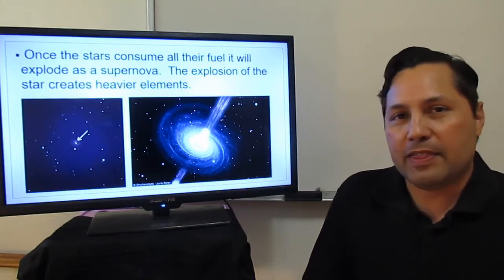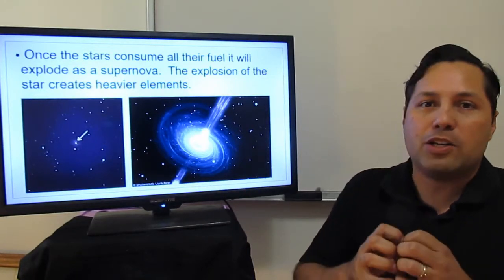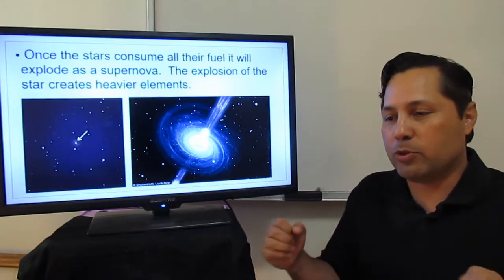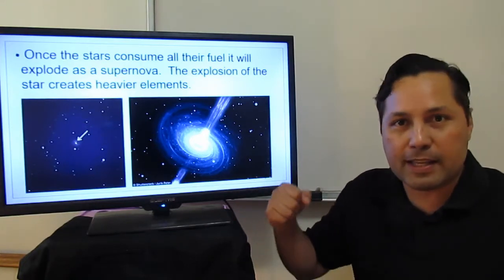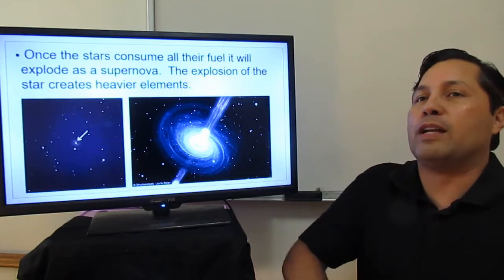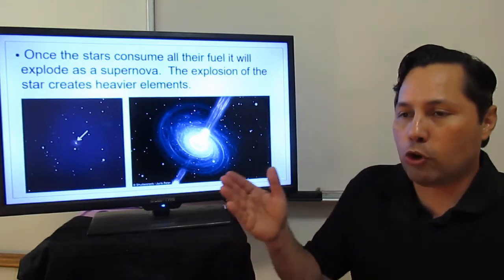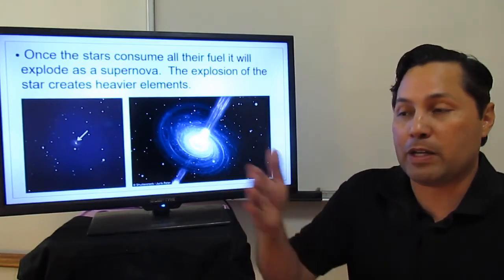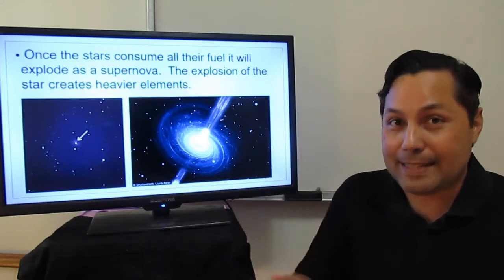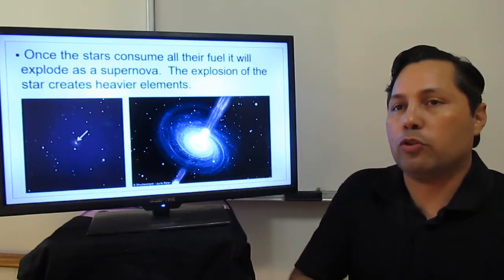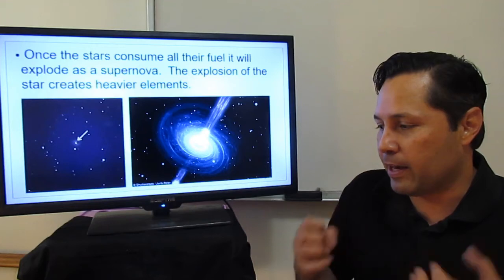And that supernova explosion creates a massive shockwave that is able to get those elements that were there and again smash them into each other to create even bigger elements. So remember what I said, the star only makes up to iron. Once it dies and it explodes, those heavier elements are made by that explosion.